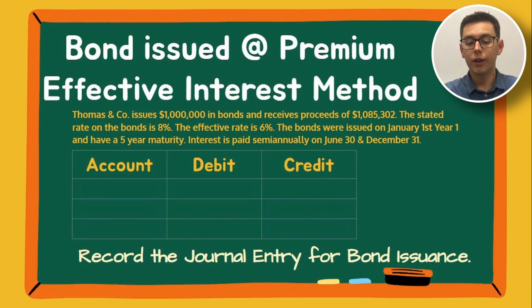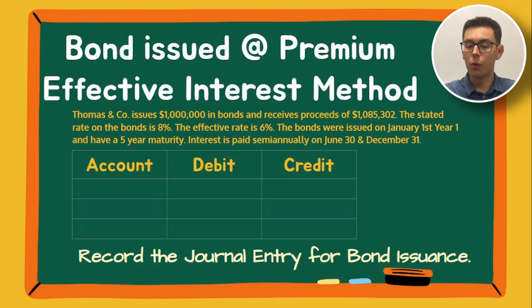Thomas & Co. issues $1 million in bonds and receives proceeds of $1,085,302. Again, we know that it was issued at a premium because proceeds are higher than face value. The stated rate on the bonds is 8%. The effective rate is 6%. We know again that this is a premium because the stated rate was higher than the effective rate. The bonds were issued on January 1st, year 1 and have a 5-year maturity. Interest is paid semi-annually on June 30th and December 31st.